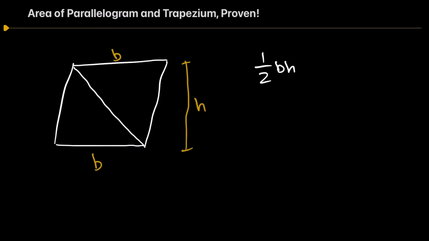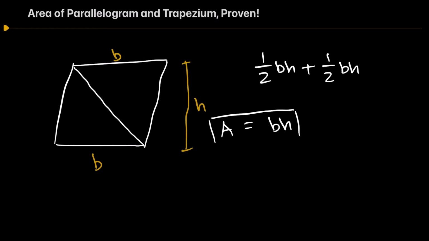So all we have to do is add the area of that triangle, and the area of that triangle is again just half of base times height. So when we have half base times height plus half base times height, you just get base times height. And this is the area of this parallelogram, just the base times the height. And remember that this height is the vertical height of the parallelogram.